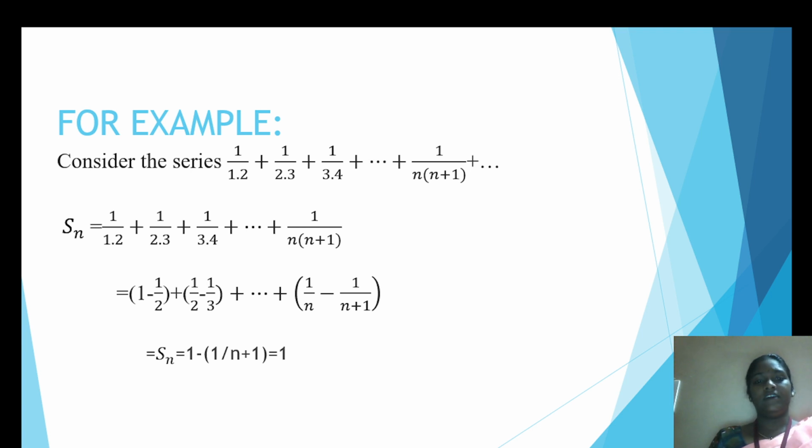This is your finite value and it is also unique. Therefore, we say that the sequence is convergent. If the sequence is convergent, we can also say that the series is convergent. This is how we find out whether the series is convergent or not.